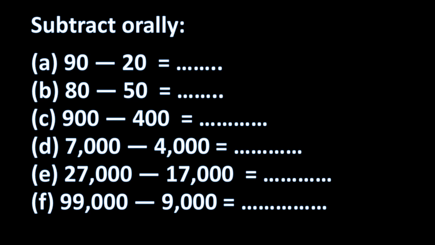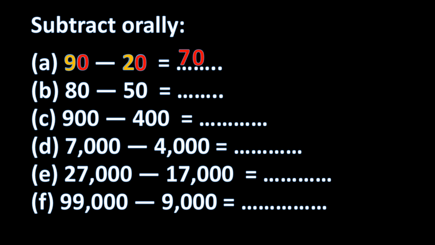Let's practice this one. Subtract orally. Question number A. 90 minus 20 is equal to dash. Look in the ones place in 90 and 20. We have 0. Can you tell me what we have to write in ones place? Yes, 0. Then subtract the digit in tens place. 9 minus 2 which is equal to 7. So the answer is 70.